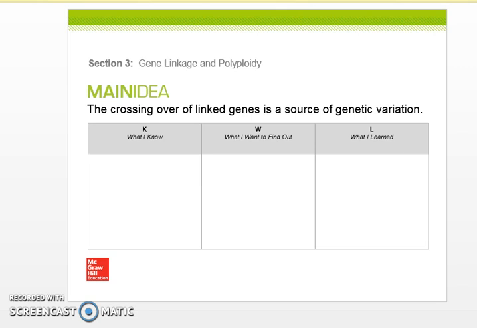The crossing over of linked genes is a source of genetic variation. And of course, that should seem very familiar to you back from section 2 when we were talking about Mendel and even prior to meiosis. Genetic variation, we have it for a reason, because why? It would be boring to see everybody look alike.